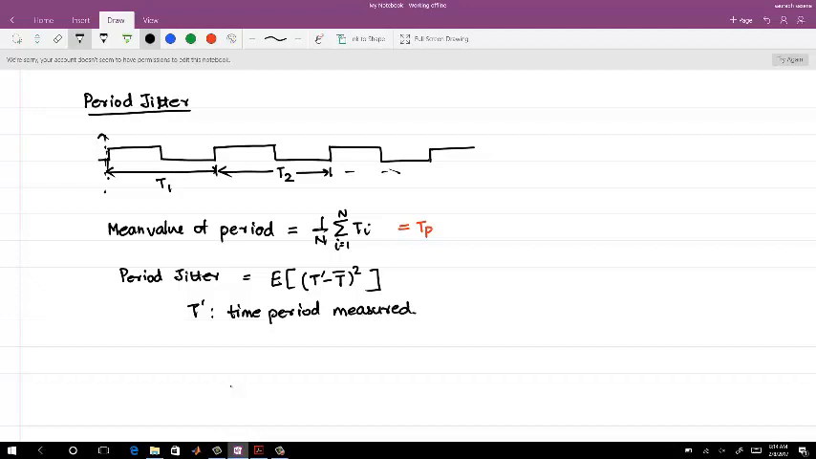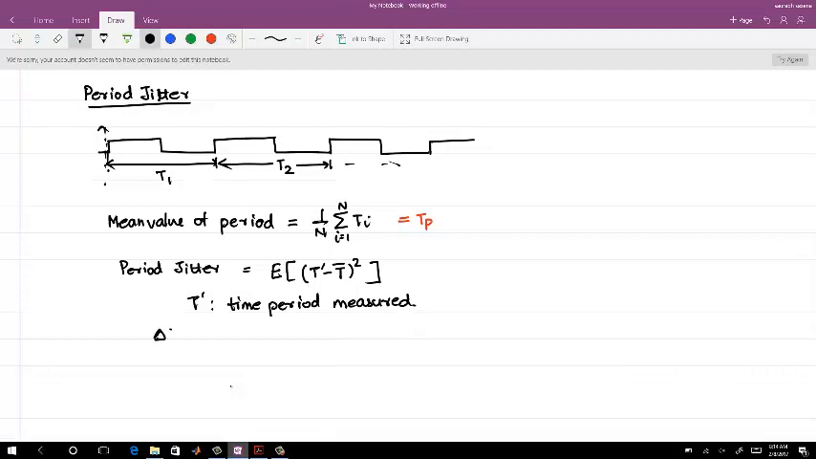Okay. Now, yesterday when I said that delta t is equal to ti minus the absolute time period, you can see that when you are measuring it, the ti is a random variable. So when ti is a random variable, delta t of i is also a random variable, and it can take different values depending on the noise.